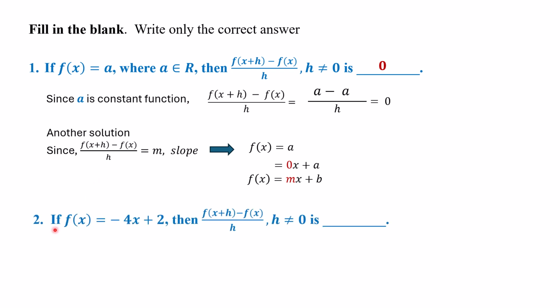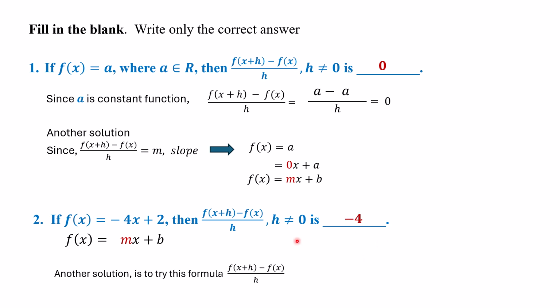The next question is, if f of x is equal to negative 4x plus 2, find the difference quotient again. Here we can follow the solution that we have shown in relation to the slope, because this is the equation of a line, or a linear function. So we compare f of x, which is negative 4x plus 2, to mx plus b. We can see that m is the coefficient of x, which is negative 4. So the difference quotient is negative 4 because that is the slope. Or an alternative solution is to use the formula.